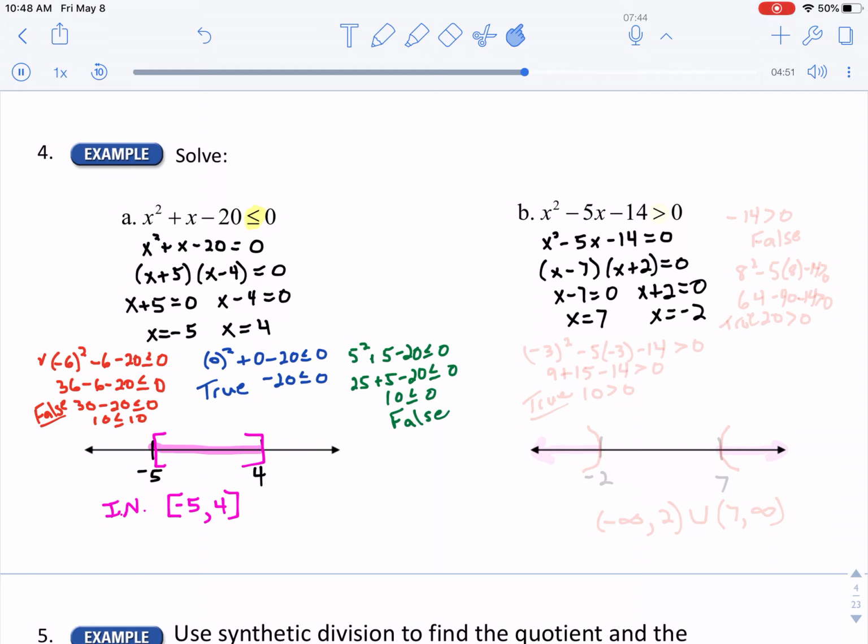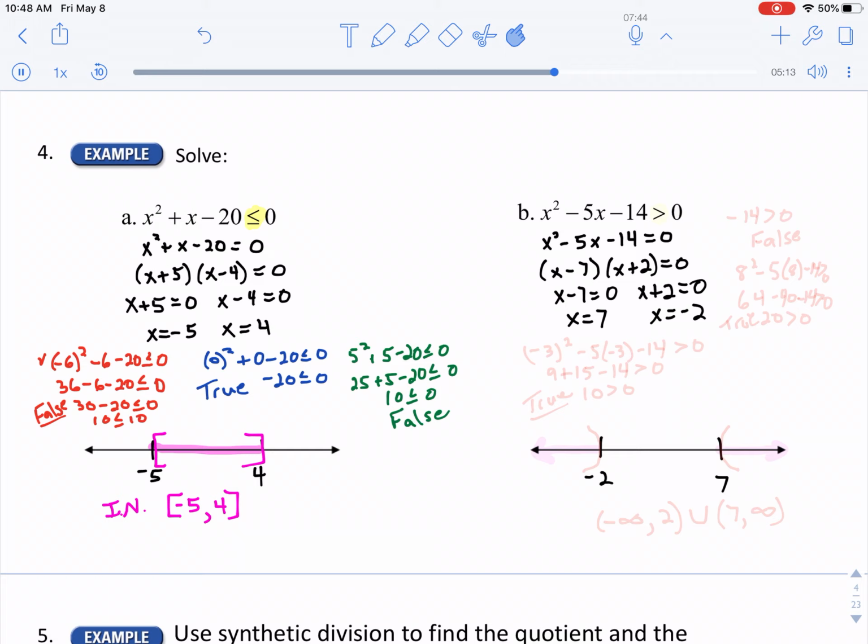All right, now we're going to go down to our number line. On our number line, our smallest number is negative 2, and our larger number is 7. That's only two numbers you really need on the number line. Now let's do our check again. So we're going to check a number to the left of -2. So I'm going to use a -3. It doesn't matter what number you use, but I'm going to use a -3 for it.